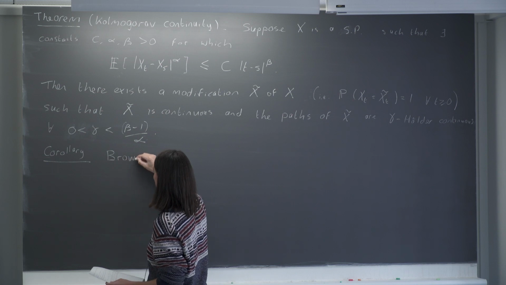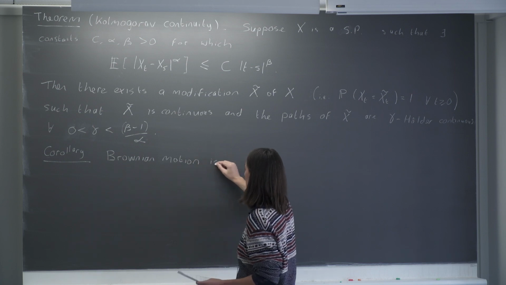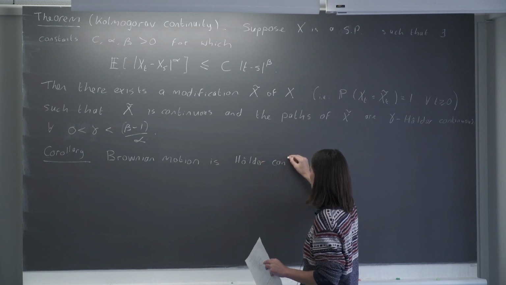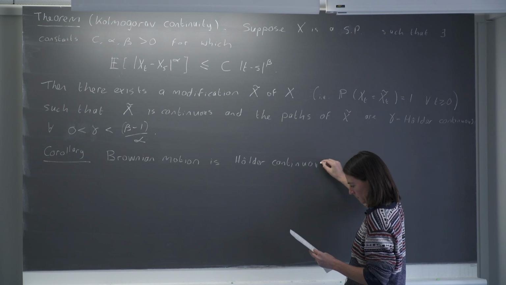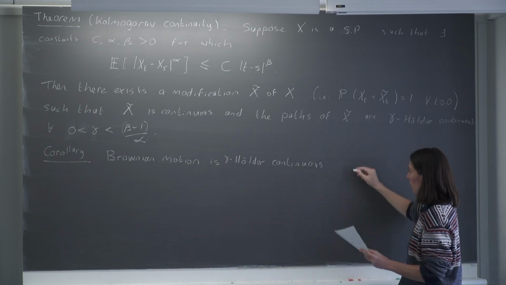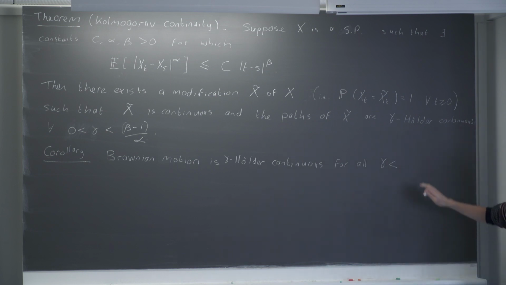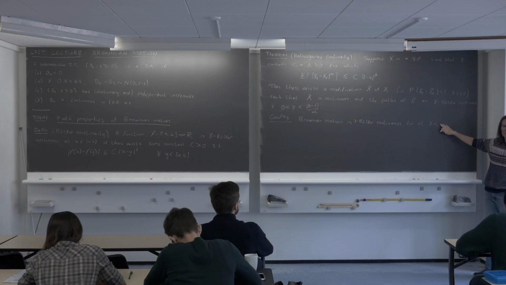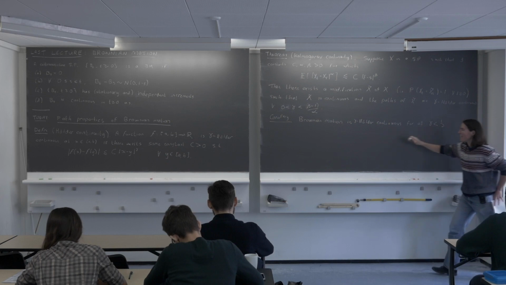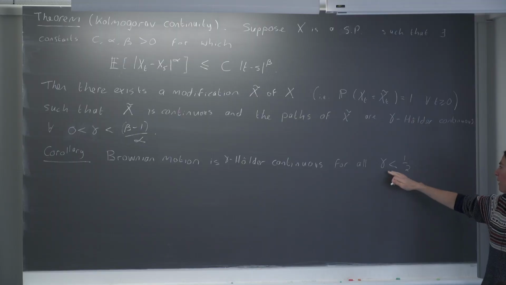The corollary is that Brownian motion is gamma Holder continuous for all gamma less than, and let's just see what people's intuition is like. Anyone got any ideas what value I'm going to put in here? It's 1/2. Yeah, I guess you could have guessed that because I accidentally wrote the 1/2 over there. So the answer is it's gamma Holder continuous with gamma less than 1/2.